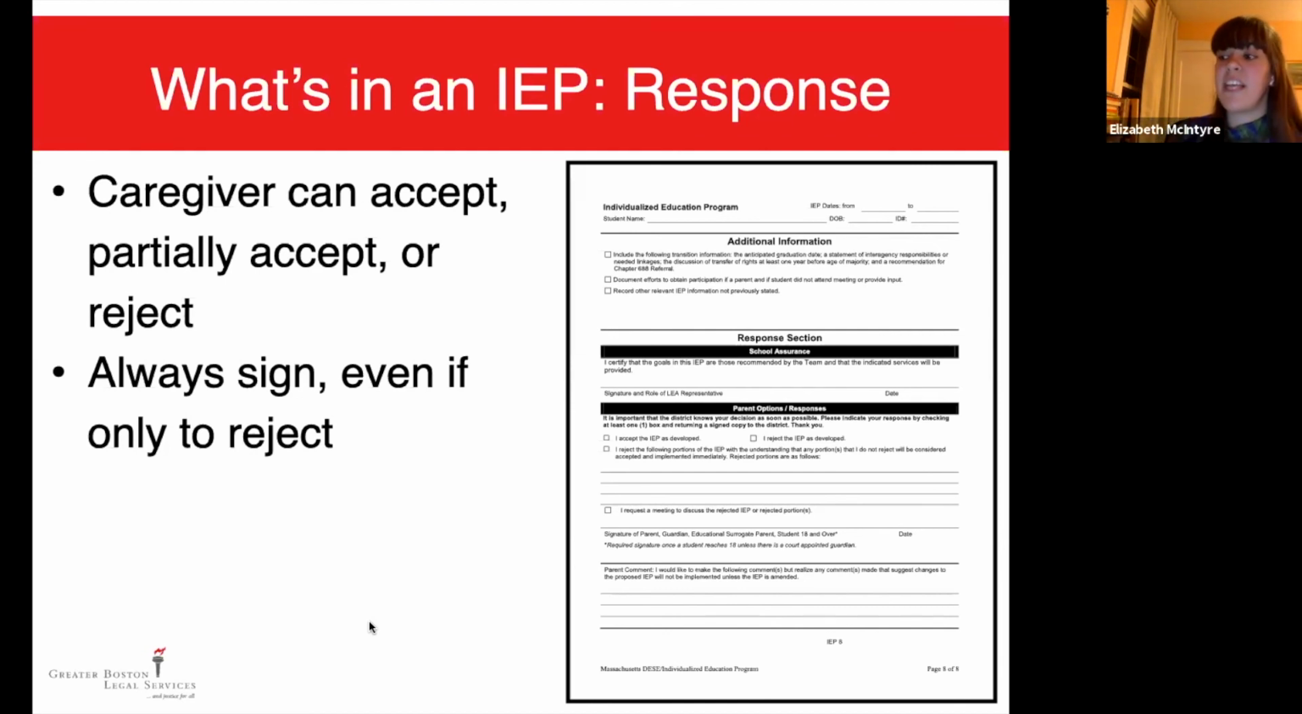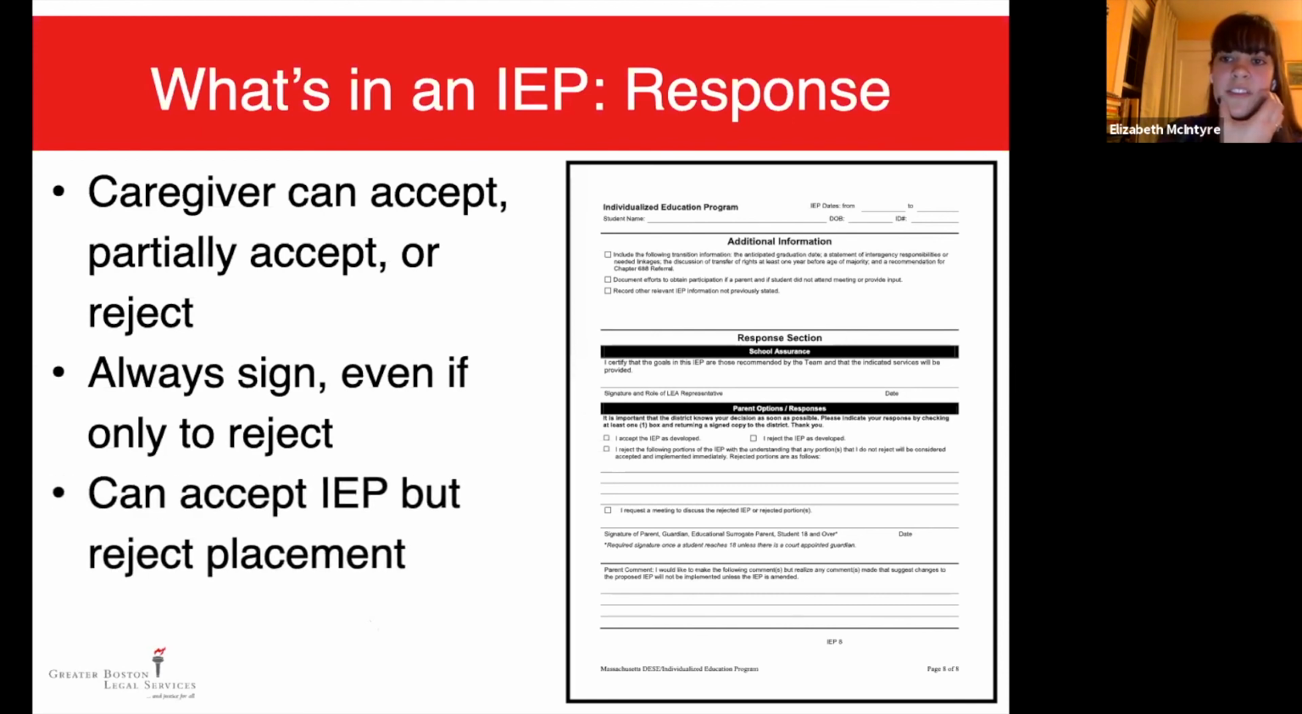So for example, let's say that you want your child to be in an inclusion classroom and the district proposes placing your student in a substantially separate classroom. You could check the box that says you're going to partially reject it. And you could say, I reject this IEP to the extent it places my child in a substantially separate classroom. That's how that works. And you can always accept the IEP, but reject the placement.